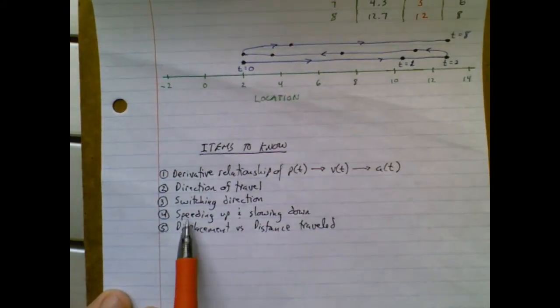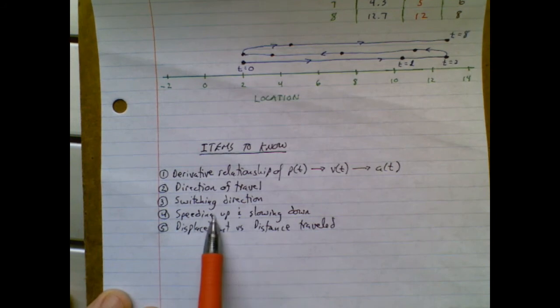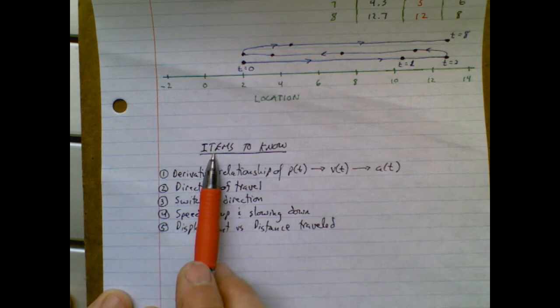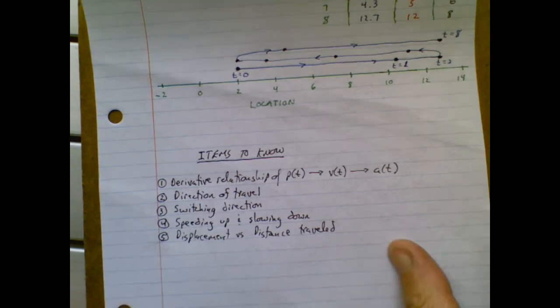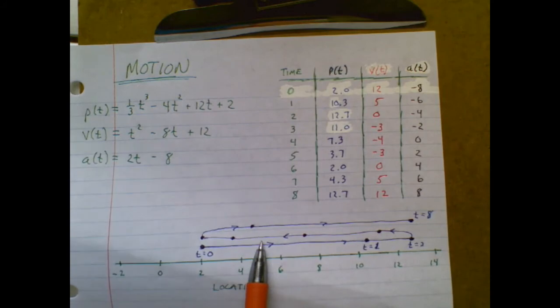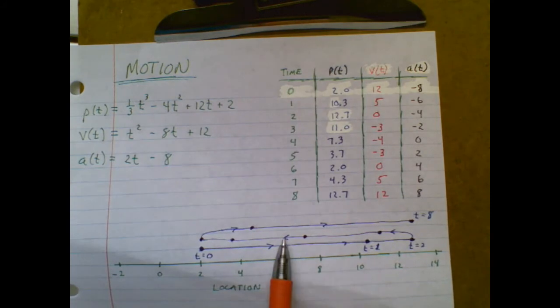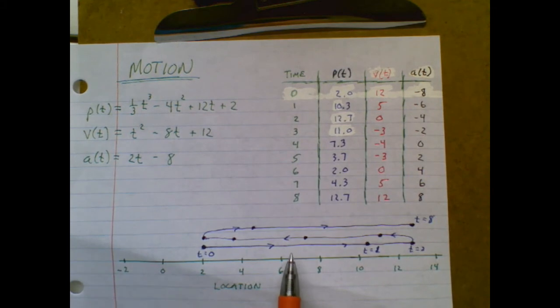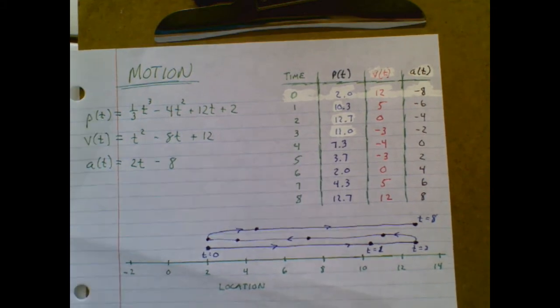done with switching direction. We were going to now look at speeding up and slowing down, which is item number 4 on the items to know for motion. So remember, as this particle was traveling to the right and traveling to the left and switching direction, there were times that its speed was increasing and times that its speed was decreasing, or slowing down.